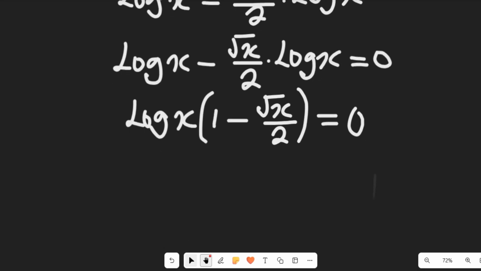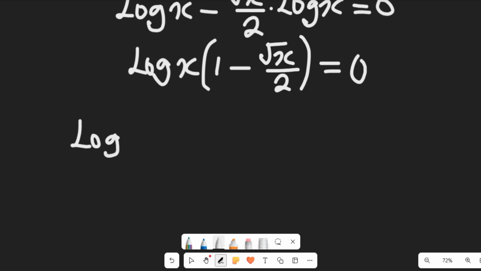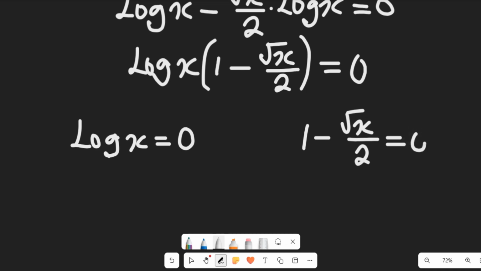Now, what do we do here to simplify this expression? This looks more of a product rule. So, the zero product rule: if I have the log of x, the log of x can be equal to 0. And on the other part, I can have 1 minus square root of x divided by 2 to be equal to 0.